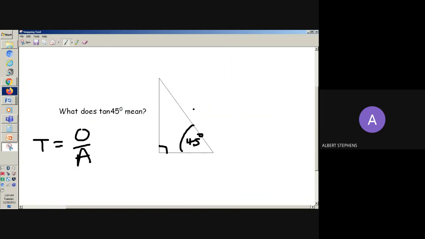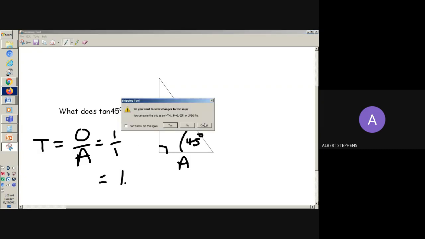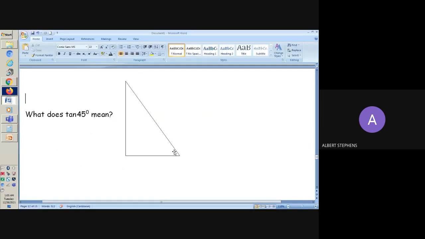So let's label our triangle now. So this is our hypotenuse, this is our adjacent, and this is our opposite. Now somebody discovered that the ratio between the opposite and the adjacent is in a 1-to-1 ratio. So tan 45 is actually equal to 1. It means that the opposite and adjacent sides must be equal in length. If you pick up your scientific calculator and press tan 45, you'll get 1. And that's what the 1 means.